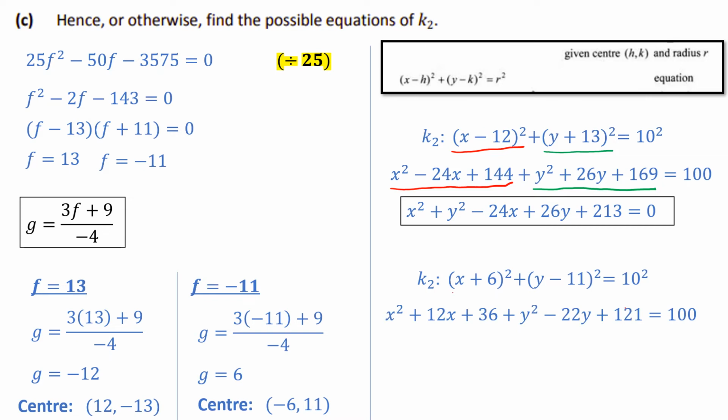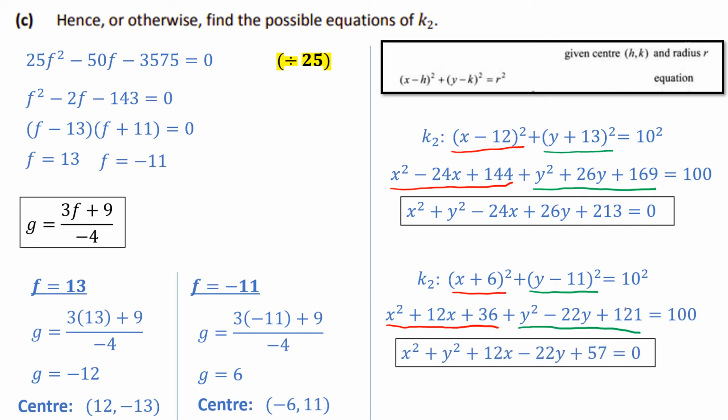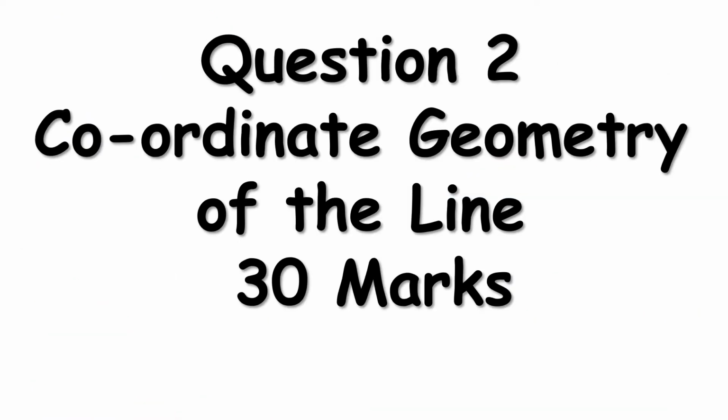I get x plus 6 squared as x squared plus 12x plus 36. Y minus 11 squared is y squared minus 22y plus 121, and that all equals 100. Tidying that up, I get x squared plus y squared plus 12x minus 22y plus 57 equals 0. So there are my two possible equations for K2.